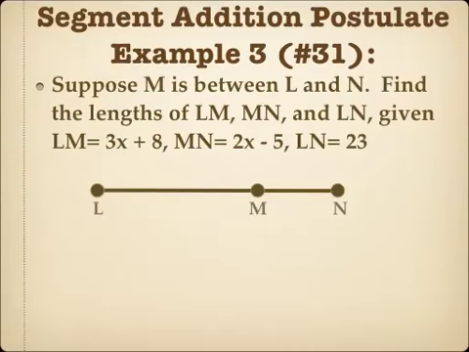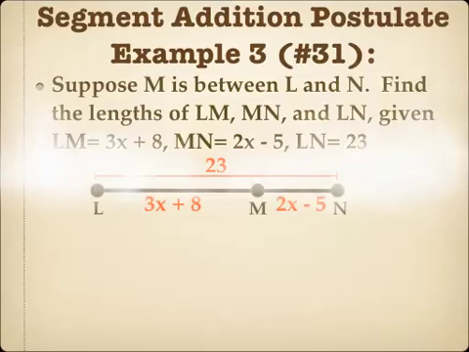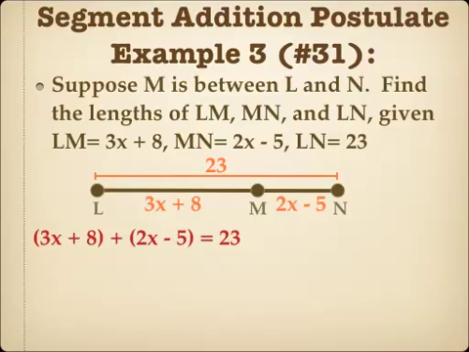Here I have segment LN, where M is between L and N, and label what you know. It tells me that LM is 3x plus 8. It tells me that MN is 2x minus 5. And it also tells me that the whole thing is 23. Using the segment addition postulate, I can say that 3x plus 8 plus 2x minus 5 equals the whole segment 23.